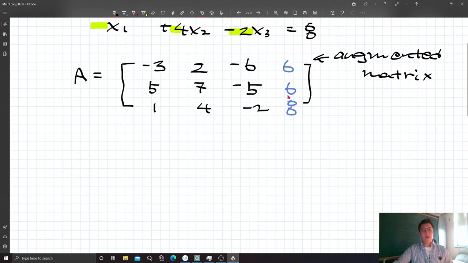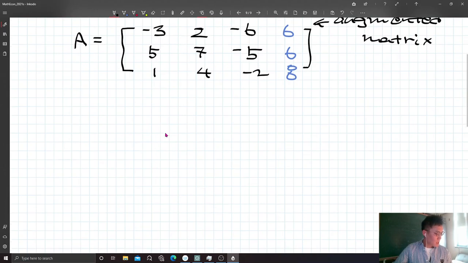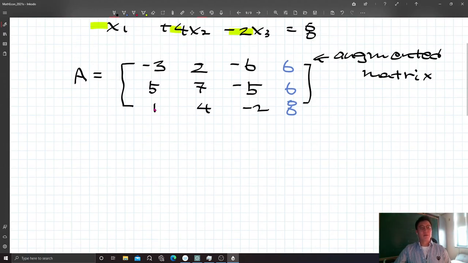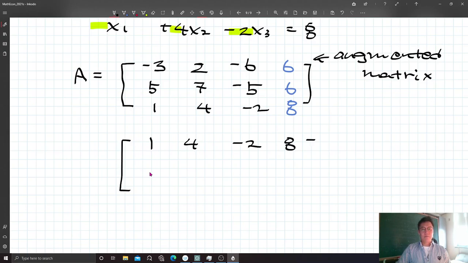All right. Then how does the Gauss-Jordan elimination method work? We transform this coefficient matrix into reduced row echelon form. All right. So first we need a pivot number 1 in the first row. So let me switch the third row and the first row. Then we get 1, 4, negative 2, and 8 on the top in the first row.